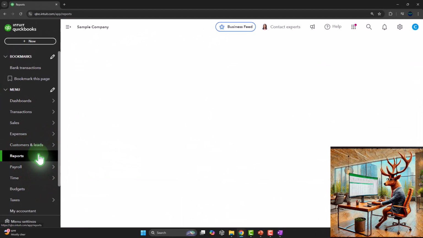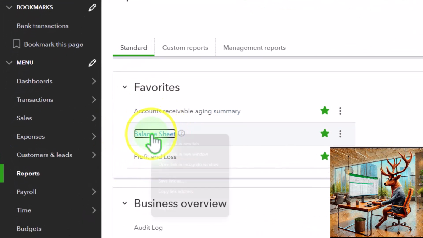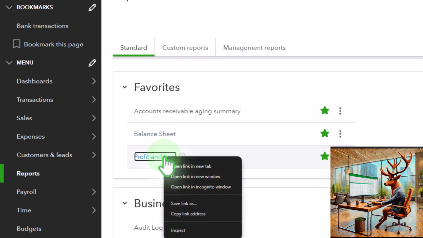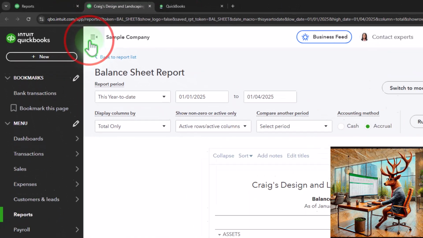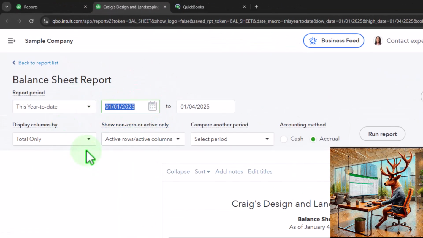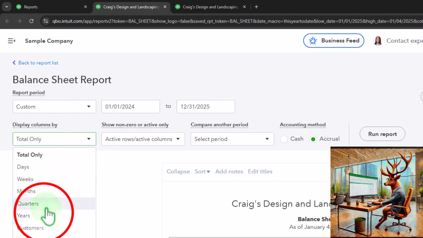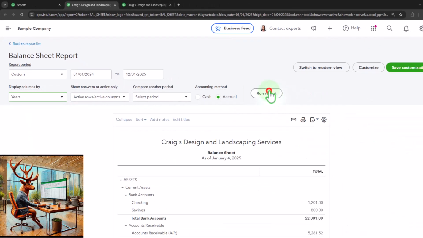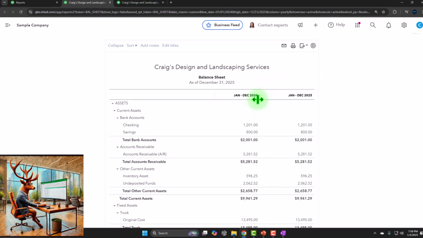The reports, they're on the left. We're under the standard tab in the favorites, right-clicking on that balance sheet to open a link in a new tab. Same with the P&L, the profit and loss, sometimes called the income statement. And then let's go to that tab in the middle. Close up the hamburger. We're going to change the range to two years, 01/01/24 tab, 12/31/25 tab, so that we can select the dropdown, see it by years, and run it to refresh, having 2024 and 25 side by side.